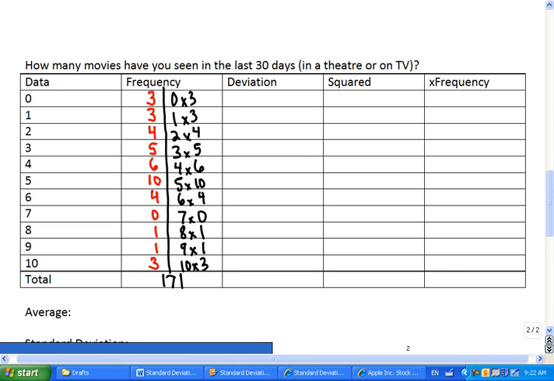And the number of people that answered this, let me just count it up quick here. 31, 35, 36, 37, 40. So the average will be 171 divided by 40. So that's going to be about 4.275 movies.